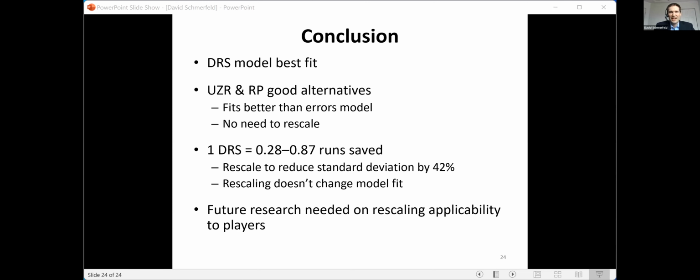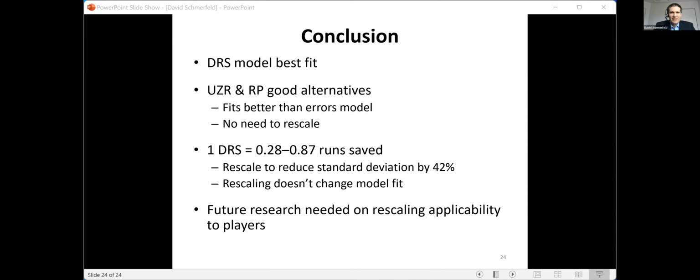Excellent question. That is my recommendation for future research, because my data set only included the team data. So it was the sum of the parts. I did not look at the individual parts, but we should definitely look at that next.